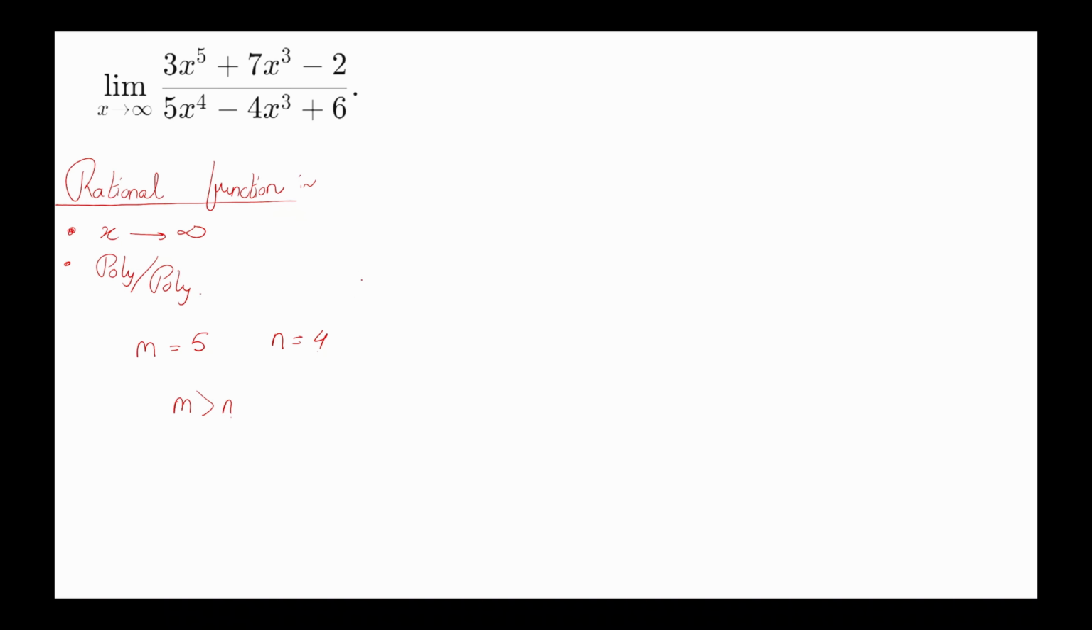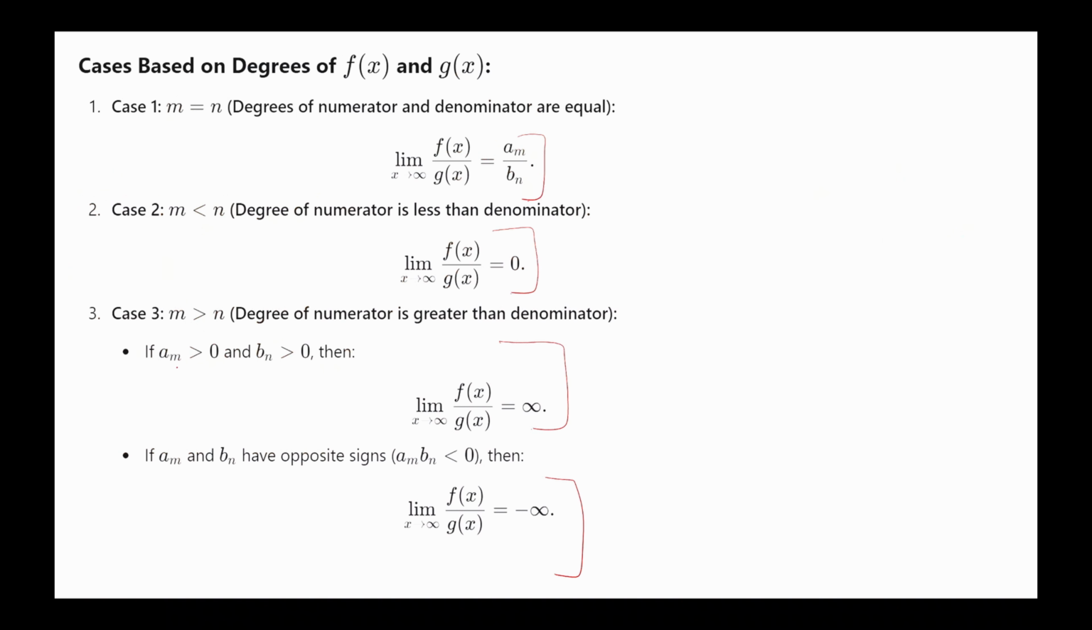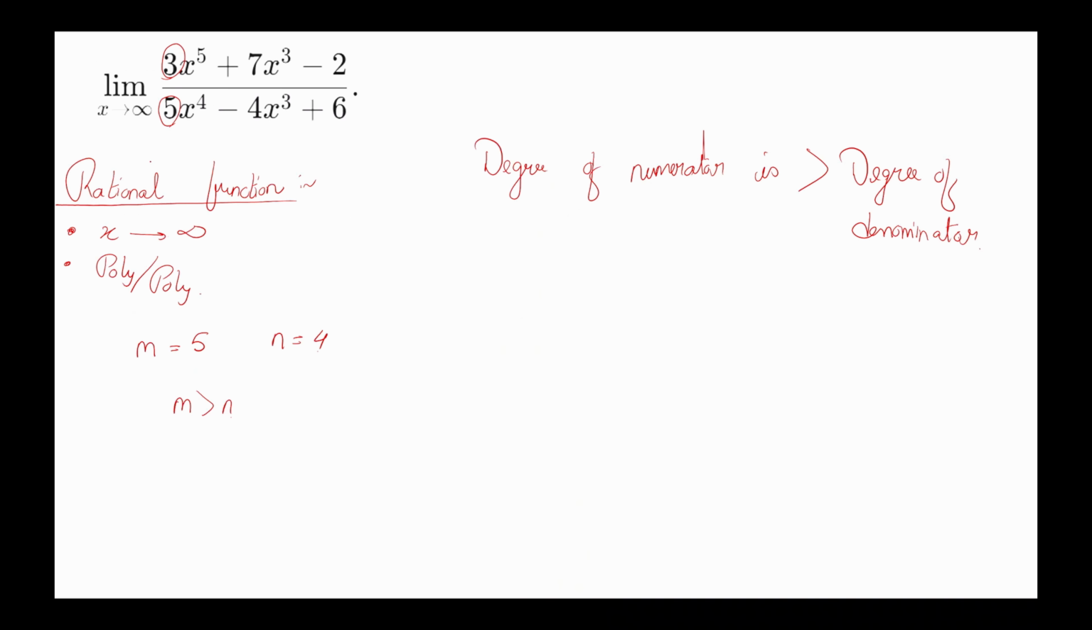So basically, in this question, our degree of numerator is greater than degree of denominator, and x is tending to infinity. And you can see that am and bn both are positive values here, so that you can use this case here. So simply this limit, I'm just writing it as f of x, this would become infinity. That means limit cannot be defined.